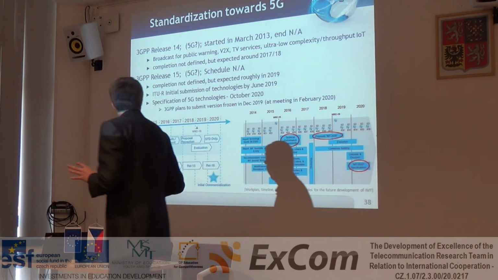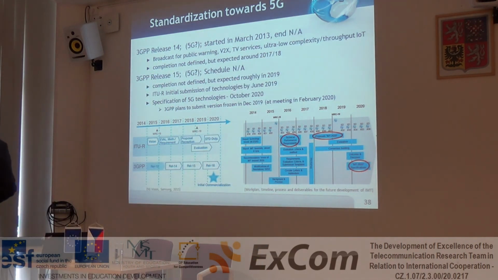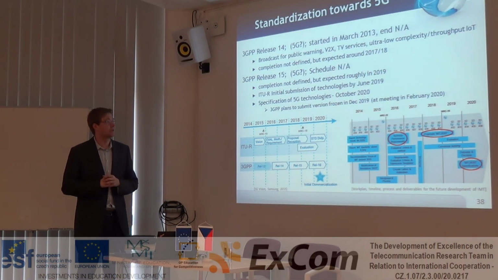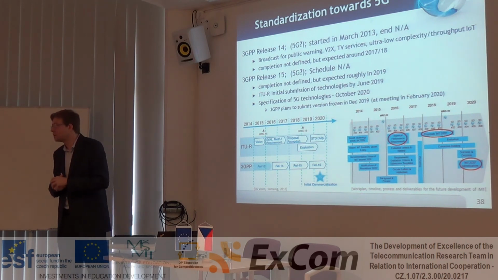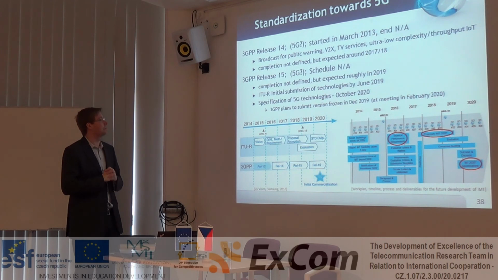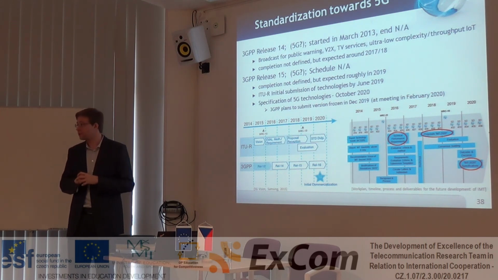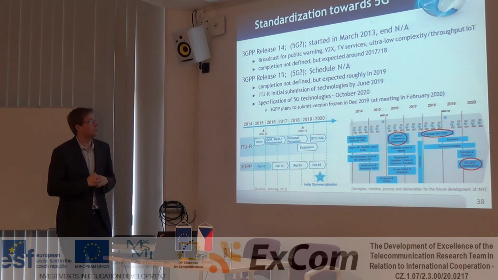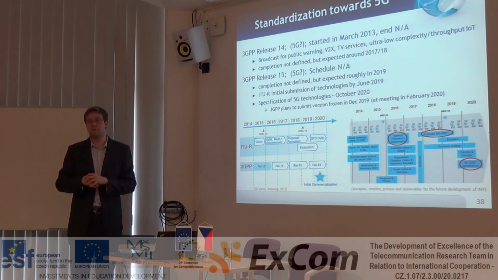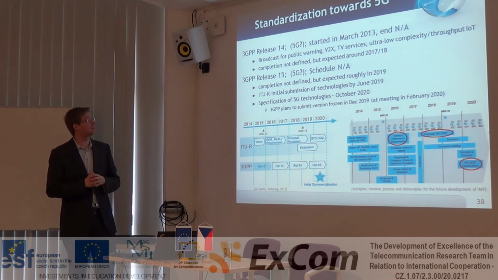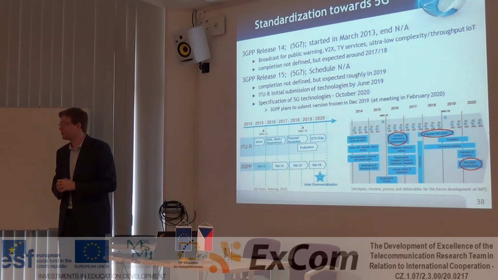After this, there will be an evaluation period, and after the evaluation period, there will be final submission of standards in 2020. A couple of weeks or a month ago, 3GPP announced a plan to submit the final version, which will be frozen in December 2019, to ITU. So in 2019-20, most likely, of course it's not 100% sure, but it's very likely, we will have the first 5G label standard.